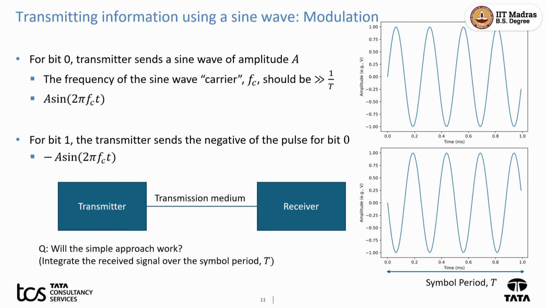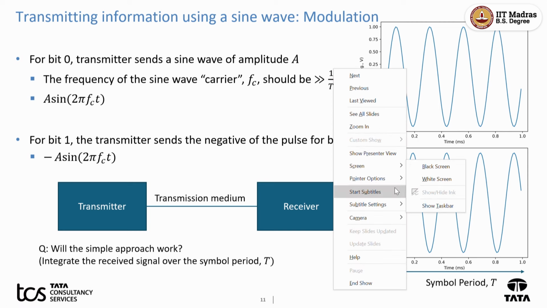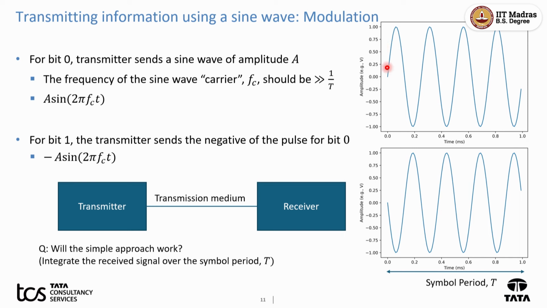If I want to send bit 0, this is a sine wave. This is a sine wave that starts at 0 time, it starts like sine of 2 pi fct. If I want to send bit 1, I send the negative of that. Now, since you had volunteered that time, will this integrator approach work for the sine wave?